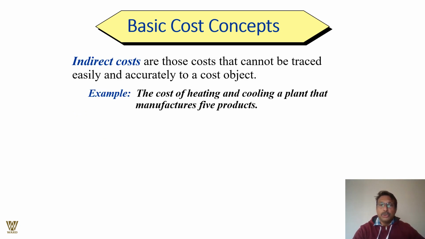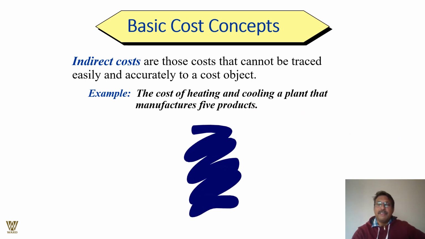Indirect costs are those costs that cannot be traced easily or accurately to a cost object. Remember, with a direct cost you are assigning everything directly, like a salary, as already stated. An indirect cost would be, let's say, the electricity used for a person to work on the shop floor. That's an indirect cost to the production. Another example is the cost of heating and cooling a plant that manufactures 5 products.